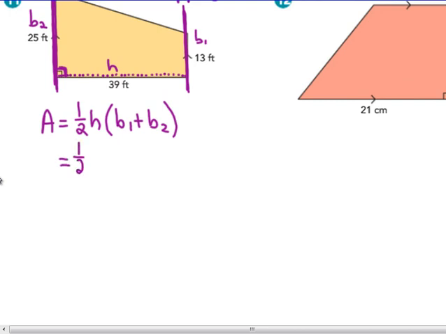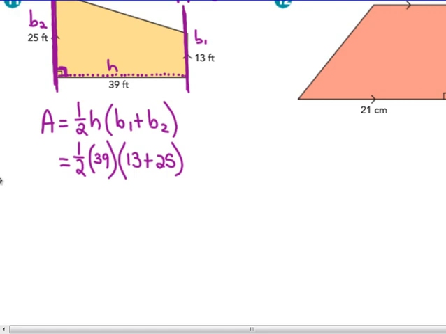Well, 1/2, I know that. The height is 39. 1/2 times 39 there. Use a dot or parentheses. Base 1 plus base 2. Don't add them together. Show them as 13 plus 25. The next step, you're going to have to follow the order of operations. So I got 1/2 times 39 times 13 plus 25.